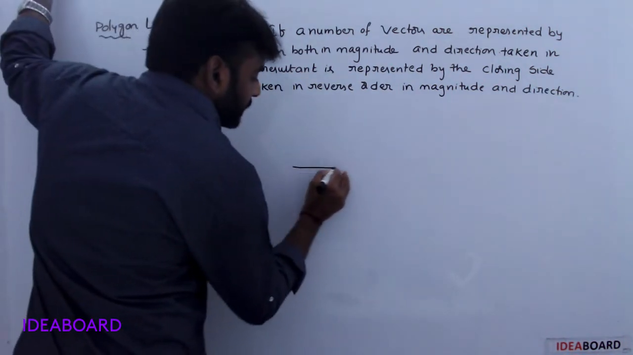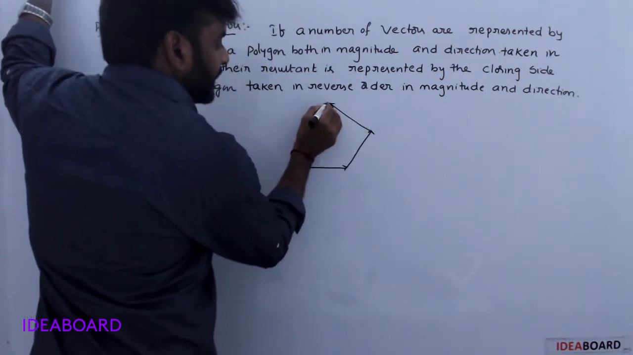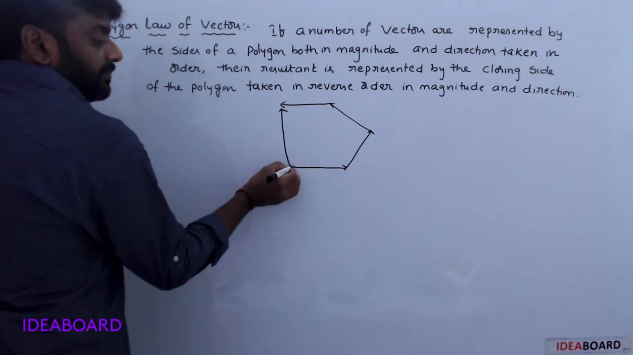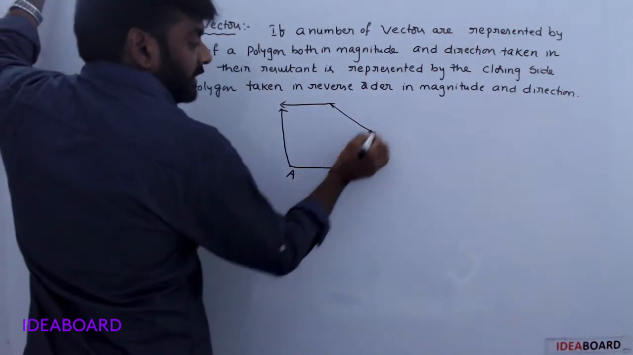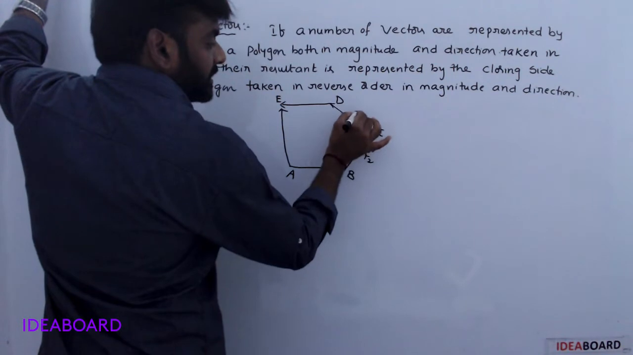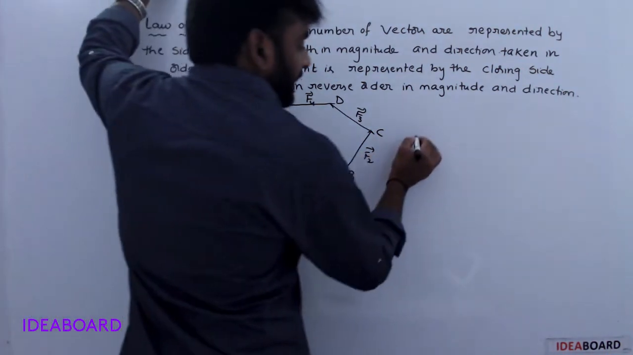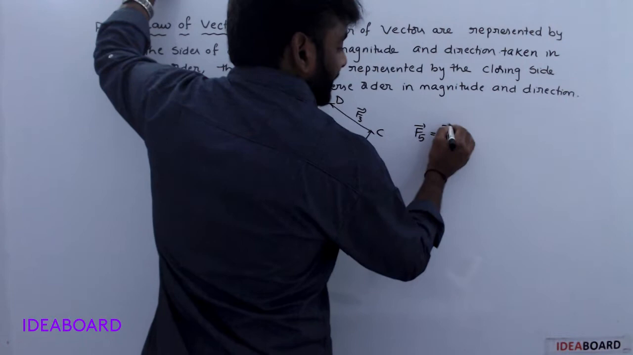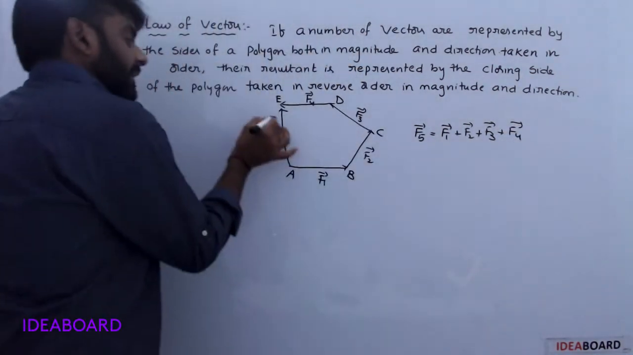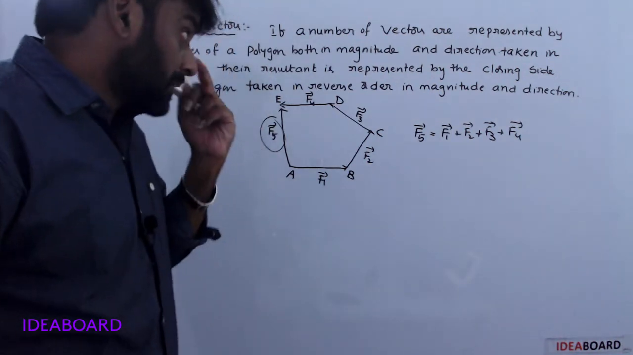See, this is one vector, this one is another vector, this one is another vector, and this one is another vector. Here this one represents the resultant vector, with points A, B, C, D, E. Here forces F1 bar plus F2 bar plus F3 bar plus F4 bar plus F5 bar, that means F5 bar represents the resultant of all these vectors. Understood?